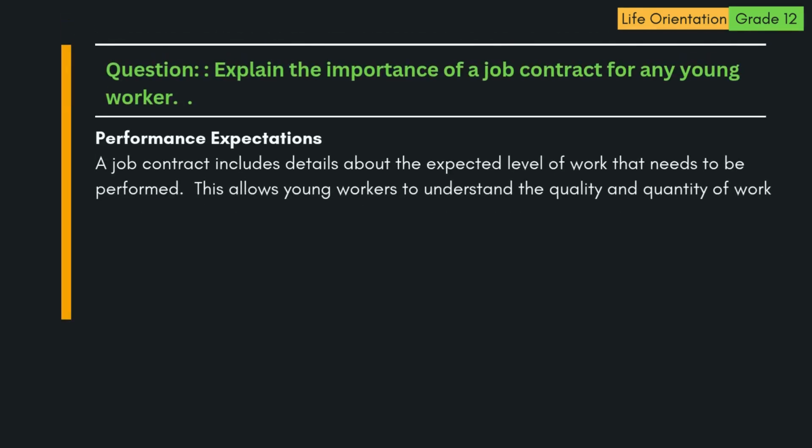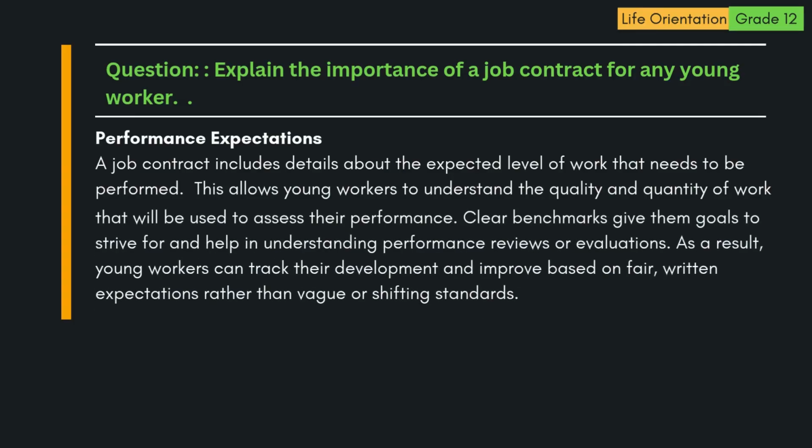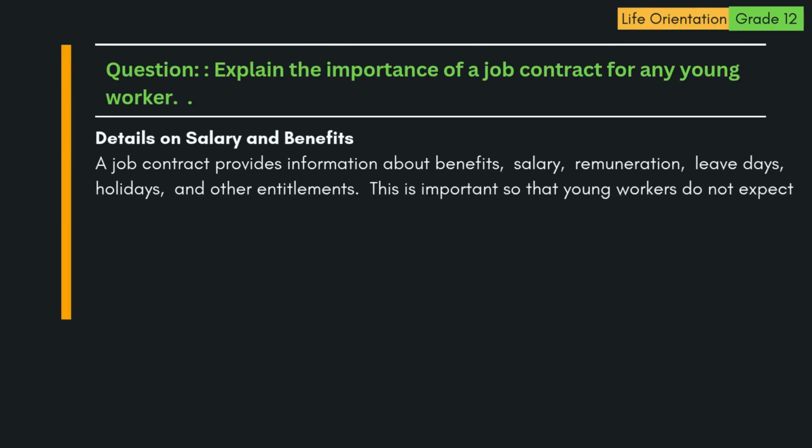3. Performance expectations. A job contract includes details about the expected level of work that needs to be performed. This allows young workers to understand the quality and quantity of work that will be used to assess their performance. Clear benchmarks give them goals to strive for and help in understanding performance reviews or evaluations. As a result, young workers can track their development and improve based on fair, written expectations rather than vague or shifting standards.